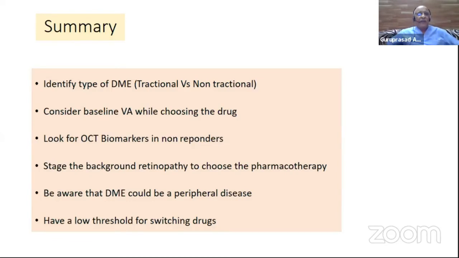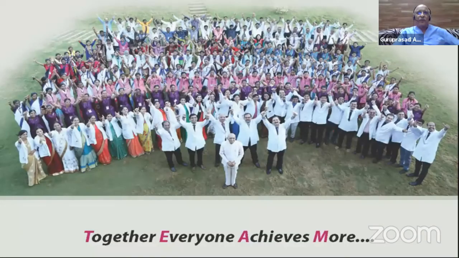And be aware that diabetic macular edema could be a peripheral disease, the same thing that I was talking about, ultra-wide field angiography and targeted retinal laser photocoagulation. And have a low threshold for switching drugs. Thank you very much for your patient listening, and we'll be happy to have some discussion on this.